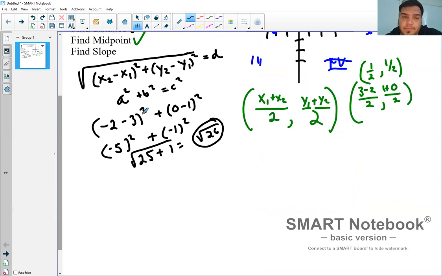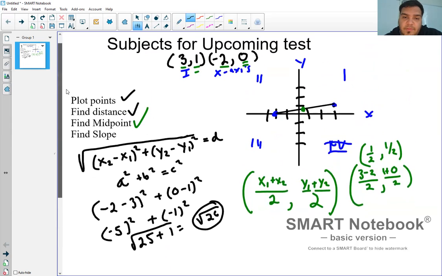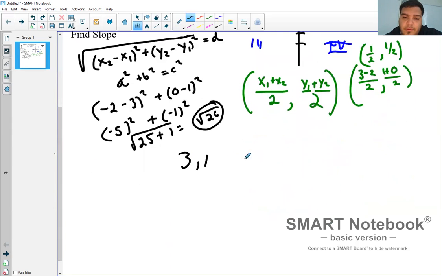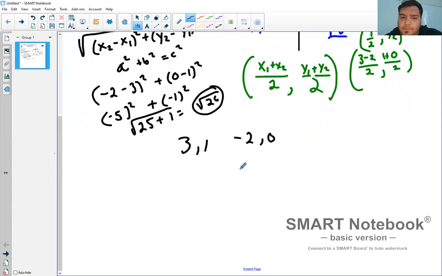Next one, we're going to find the slope. Let me just take 3, 1 and 0, 2, or -2, 0. All right, last one we're going to do on this page is the slope. To find the slope is a very particular equation, rise over run. So y2 minus y1 over x2 minus x1. But again, it's just the distance between -2 and 3.